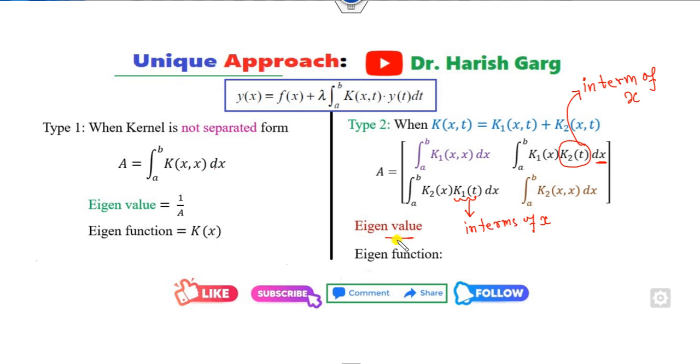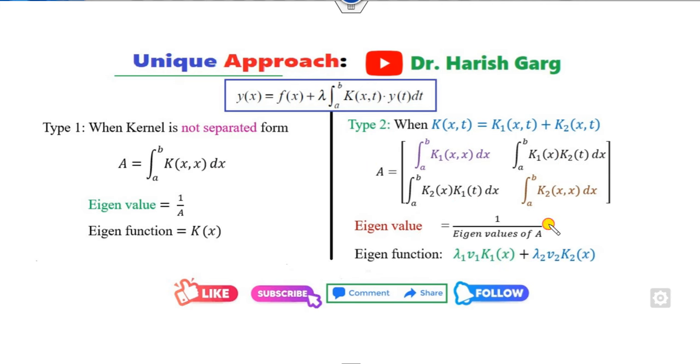Now it is similar to this. Then how can you find the eigenvalues? Whatever the eigenvalues of A, you take the reciprocal of the eigenvalues of A. Since it's a 2 cross 2, you can easily find the eigenvalues of A. Find the reciprocal of these, and you get the eigenvalues of this kernel. The eigenfunctions: lambda 1 is the eigenvalue, V1 and V2 are my eigenvectors, and k1 of x is the function of x from here, k2 of x the function of x from here.